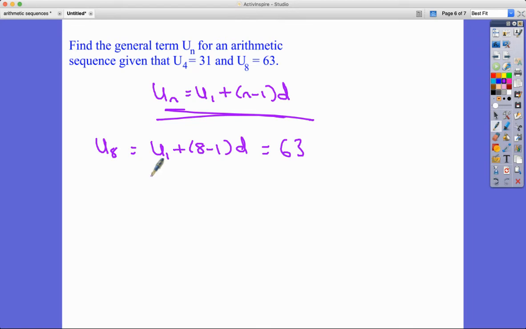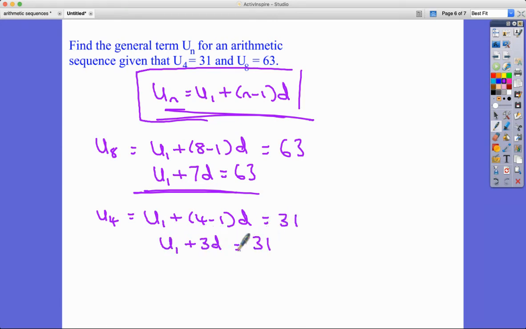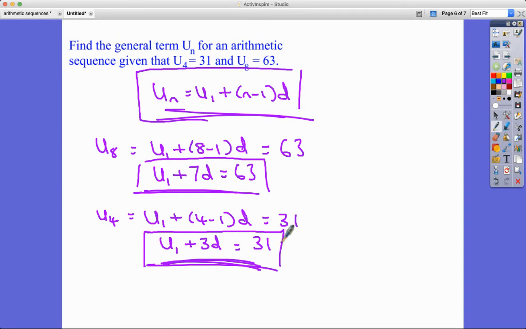Now let's just simplify this bit here. So u1 plus 7d is equal to 63. And if we take the information about the fourth term, u4, that's u1 plus 4 minus 1 d if we are using this. We just put n equals 4 in, and we're told that that's equal to 31. So u1 plus 3d is equal to 31. Now look what we've got. We've got two equations that have the same unknowns in them. So we're actually going to solve those simultaneously.